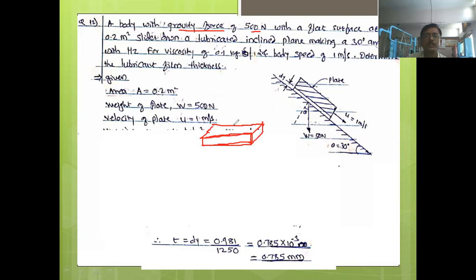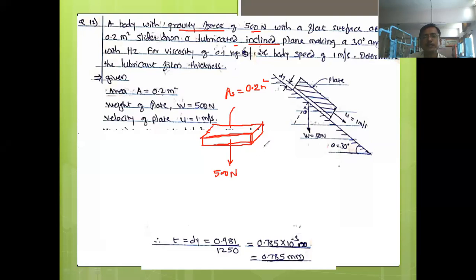It has a surface area, denoted by A_s, of 0.2 meters square. And its weight is 500 Newton. The weight always acts toward the center of gravity of the Earth, so this weight of 500 Newton acts in the downward direction. The body slides down a lubricated inclined plane.